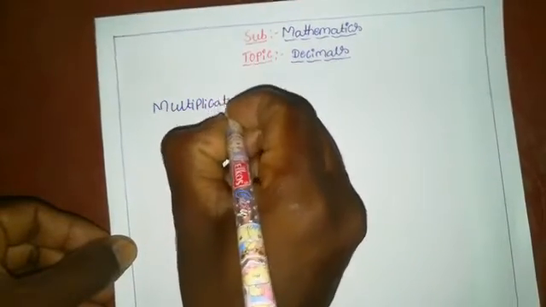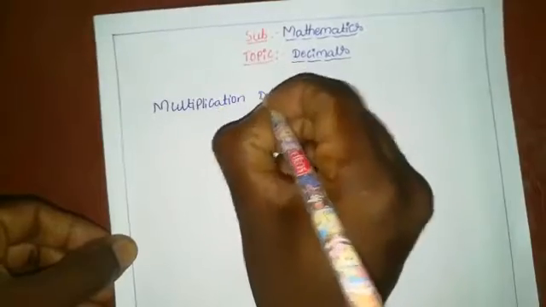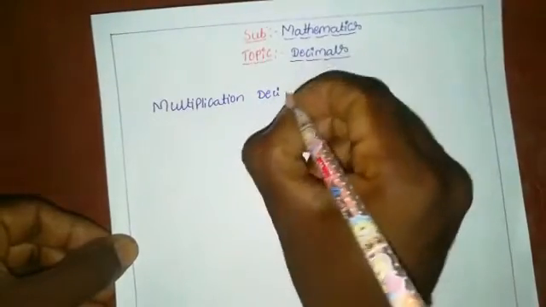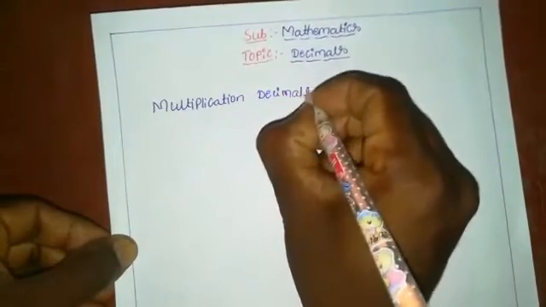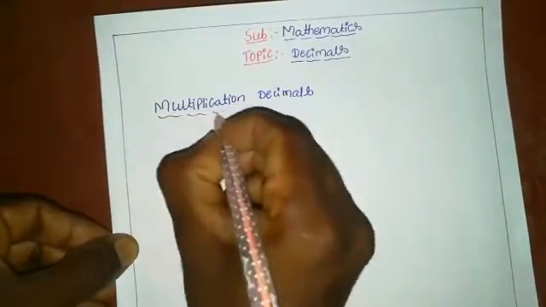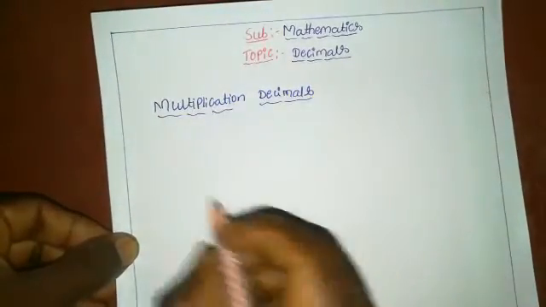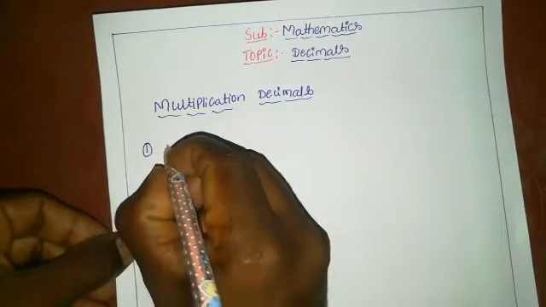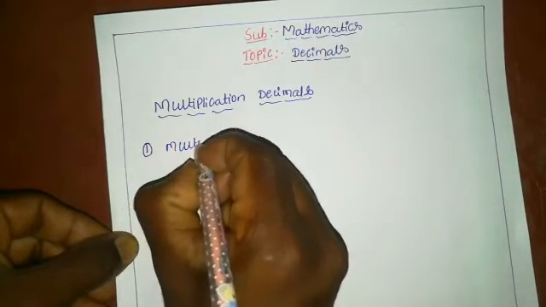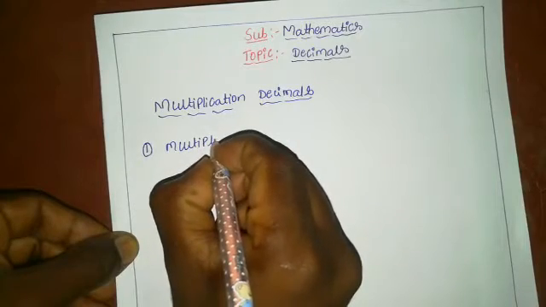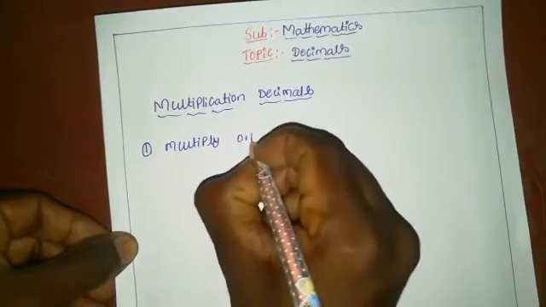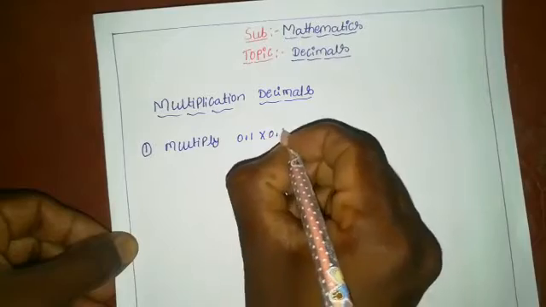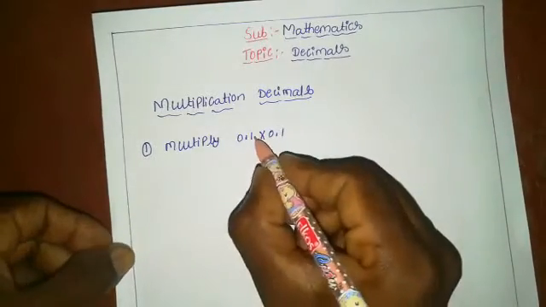Multiplication of decimals. How do you multiply a decimal by a whole number and a decimal by a decimal? For example, we have to multiply a decimal by a decimal, which means we have to multiply 0.1 into 0.1.